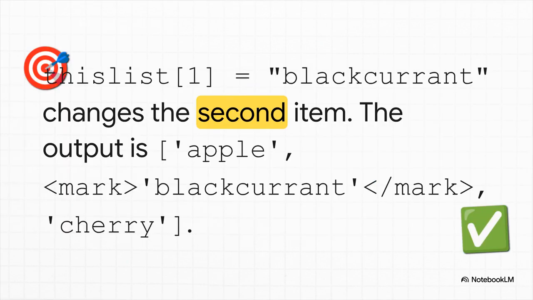Okay, let's see this in the wild. We've got our list here, apple, banana, cherry. Let's say we want to switch out banana for blackcurrant. Well, banana is the second item, so its index is 1. Right, so we just write this list, square bracket, 1, equals blackcurrant. And boom, just like that, when you look at the list again, banana is out and blackcurrant is in. So simple, but so powerful.